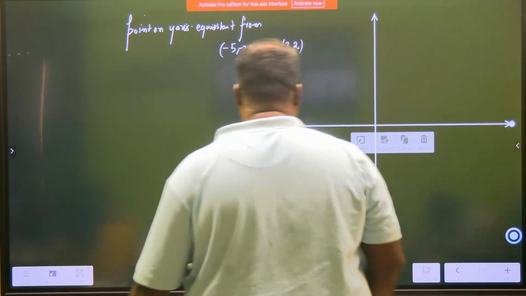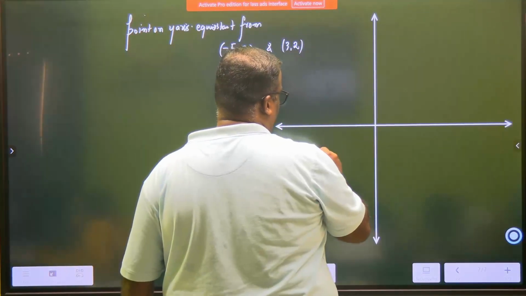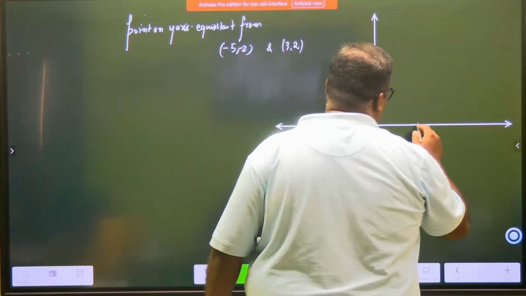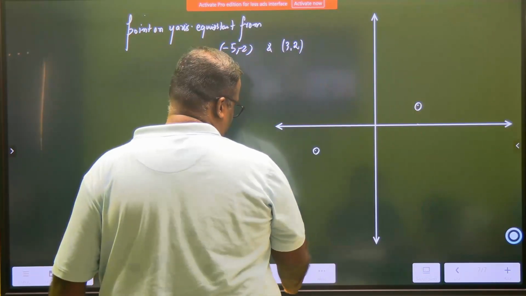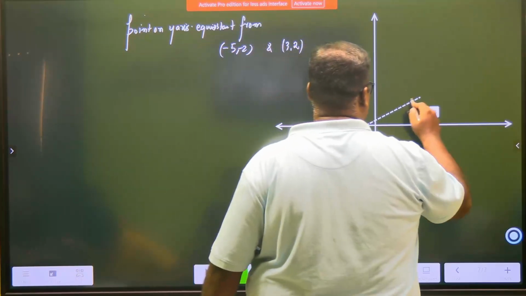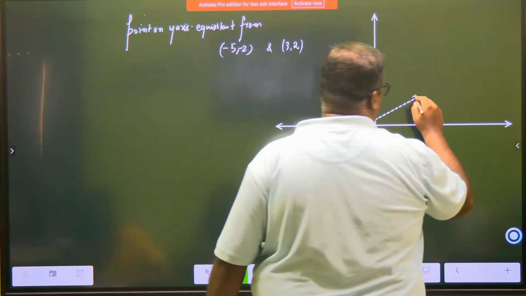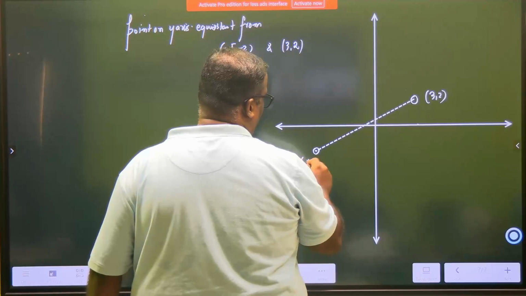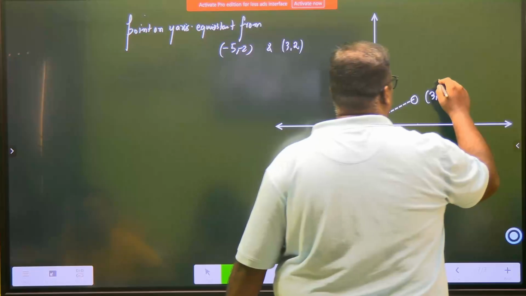What are the points? (-5, -2). So this point should be on the third quadrant. And another point is (3, 2). Why do my lines always pass through the origin? This is all because of Mishka. So this point is (3, 2) and this point is (-5, -2). This can be taken as A and this can be taken as B.